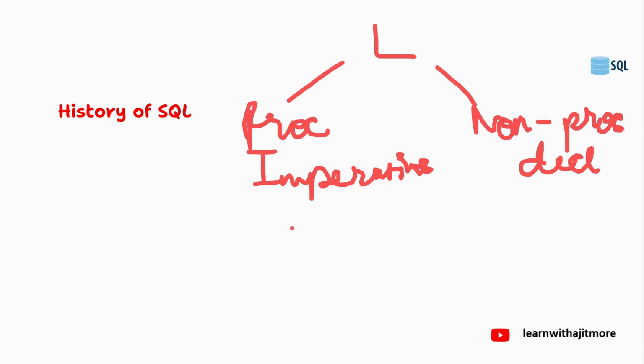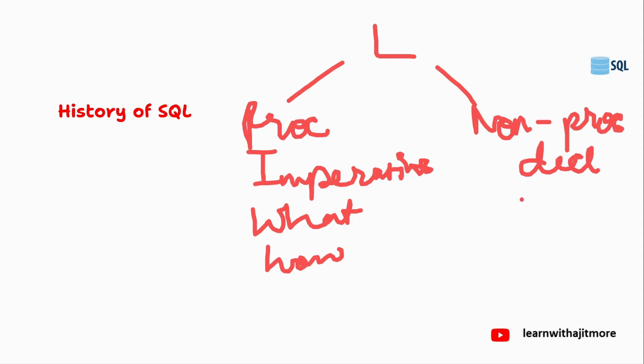Remember, in case of imperative, what to do and how to do, both are the programmer's responsibility. Means what means your problem statement, but the solution of that problem, the algorithm, also you have to write. Therefore, imperative languages are algorithmic languages. Like you take C, C++, Python, JavaScript, they all come under imperative. Java, procedural, or you can call it imperative, meaning what to do and how to do, both whose responsibility? Programmer.